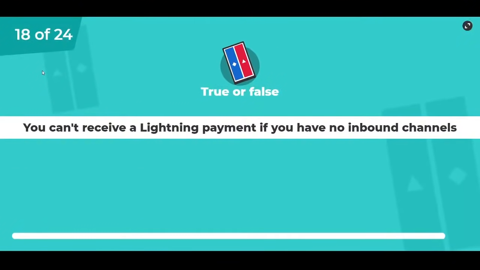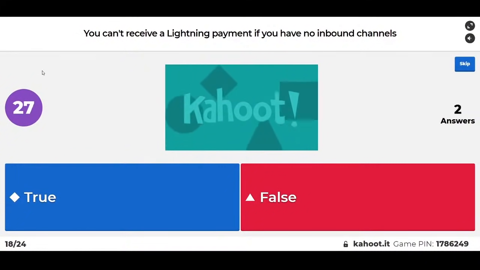You can't receive a Lightning payment if you have no inbound channels. True or false?